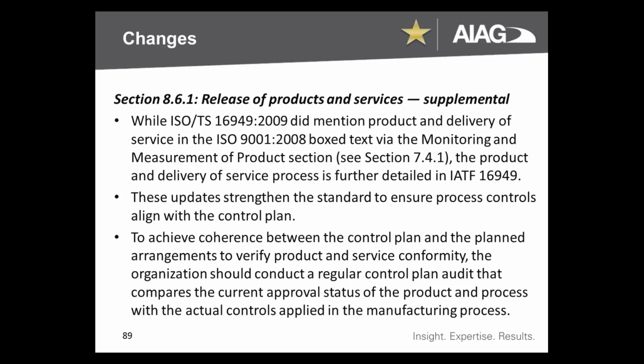I can't reiterate the importance of this enough. The most common finding that I find as a third-party auditor is simply walking the control plan and finding out that the activities that the organization is actually doing don't match the control plan. And this is actually something that you should be doing as part of your manufacturing process audit anyway.